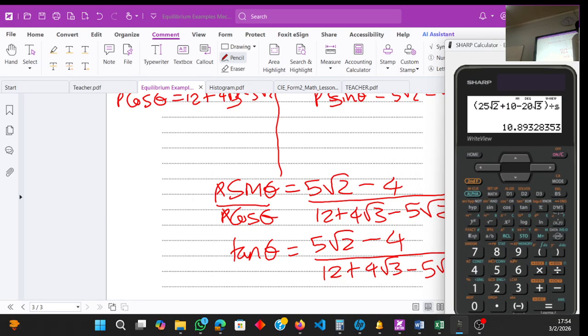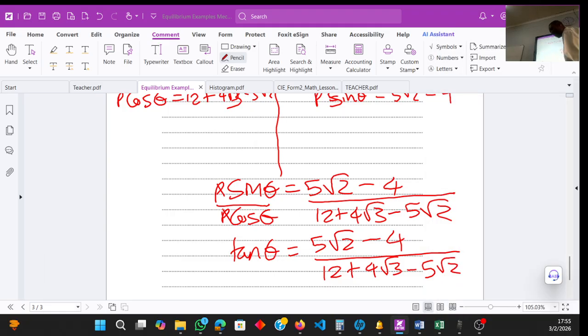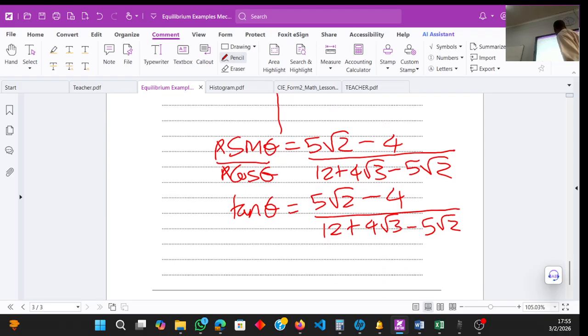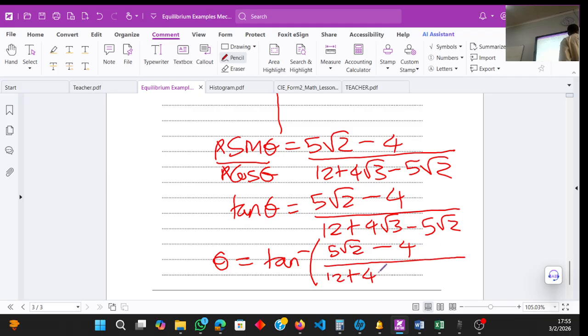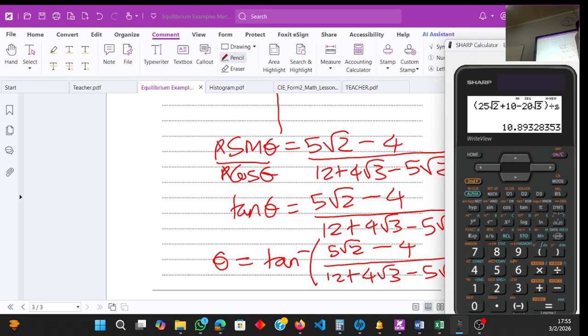Let me bring my calculator. This is my calculator here, and I want to punch this in. It would be nice if we punch it after having made theta the subject. So theta will be equal to arctan of, I'll bring a bigger bracket, 5 root 2 minus 4, all over 12 plus 4 root 3 minus 5 root 2. We close the brackets.